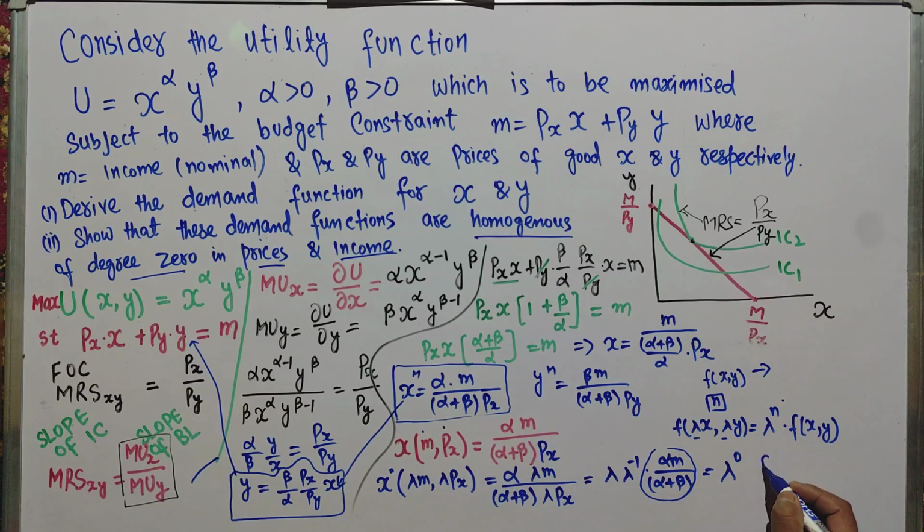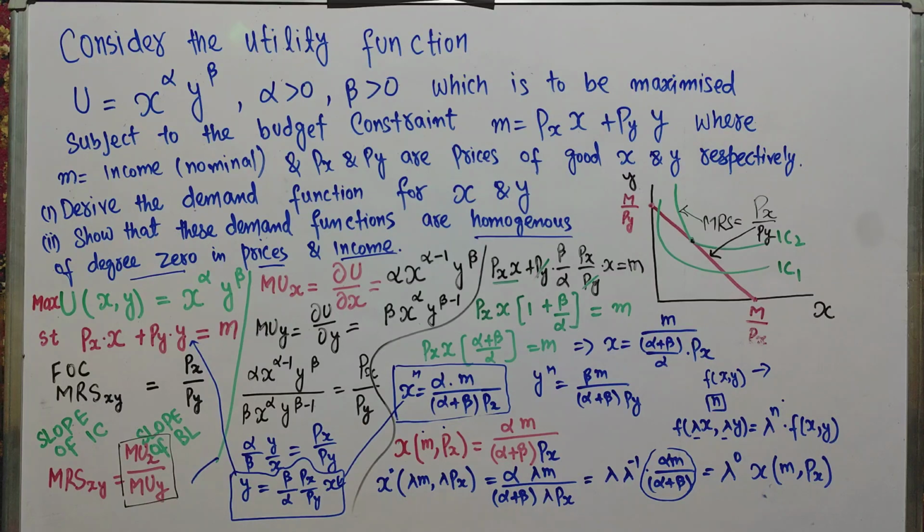So can I write it in this fashion, that it is equal to x, which is a function of income and price? Okay, now what has happened here? When I increase both income and price by the same factor, the demand has not increased at all, because lambda raised power 0 will be equal to 1. So doubling the income and the price does not increase the demand at all.